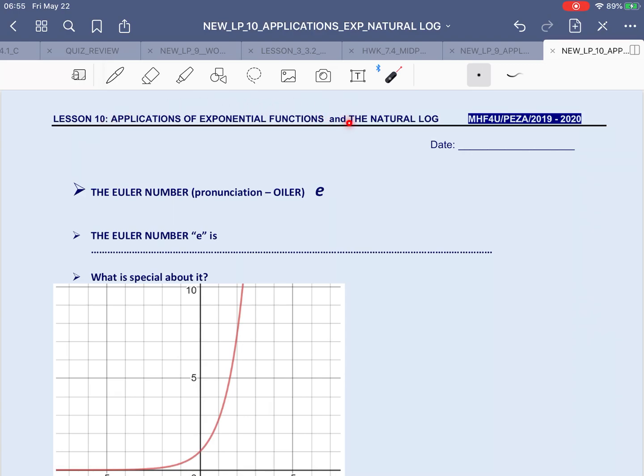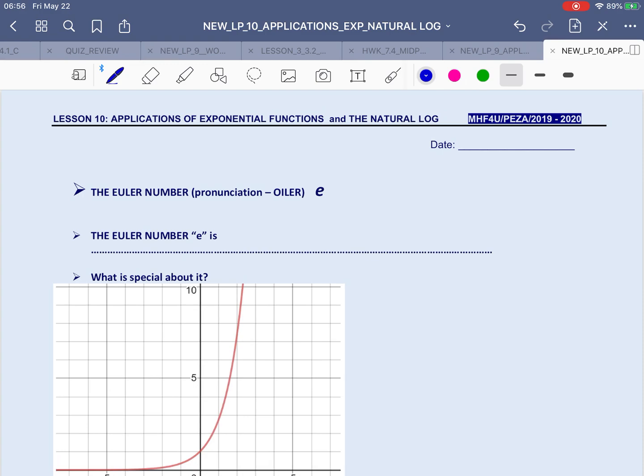Hello everyone. In today's lesson, we'll talk about the applications of exponential functions, and I also want to go over the concept of natural log. The reason why we want to go over this is because it helps us solve exponential equations and logarithmic equations, and therefore applications of them more easily and hopefully faster.